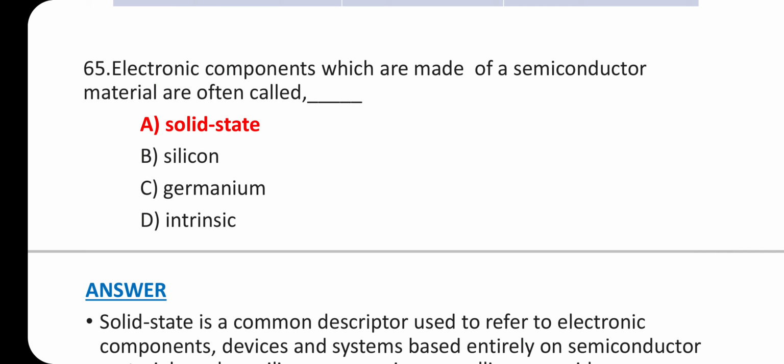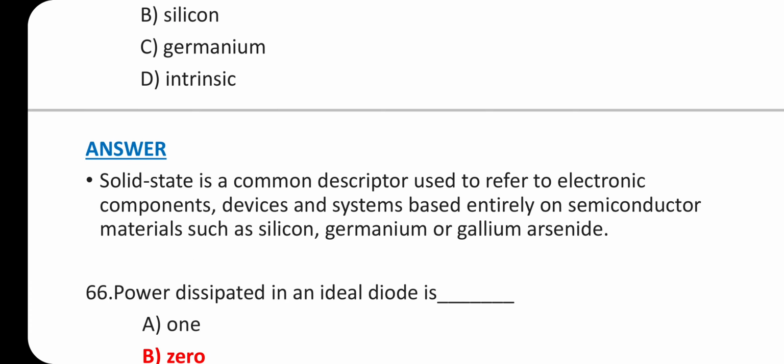Electronic components which are made of semiconductor material are often called, answer is option A, solid state. Solid state is a common descriptor used to refer to electronic components, devices and systems based entirely on semiconductor material such as silicon, germanium or gallium arsenide.